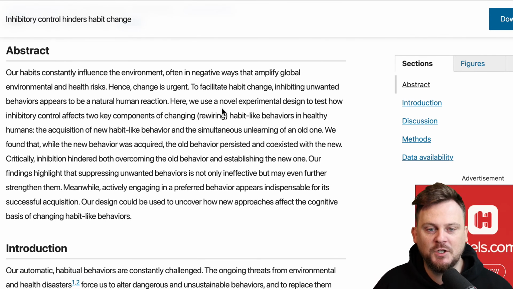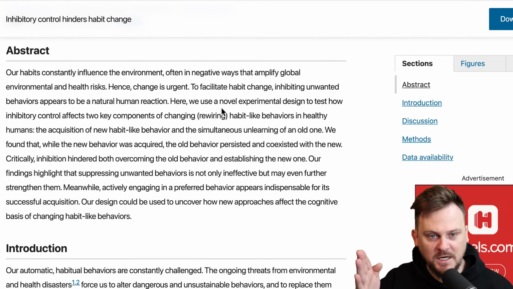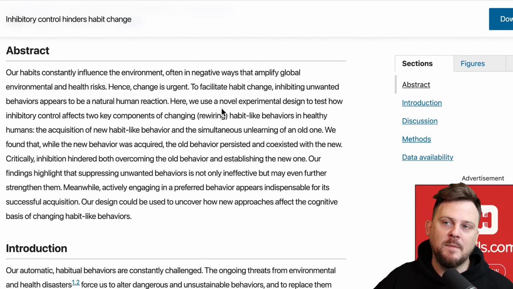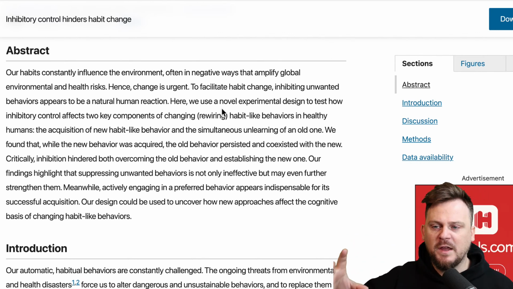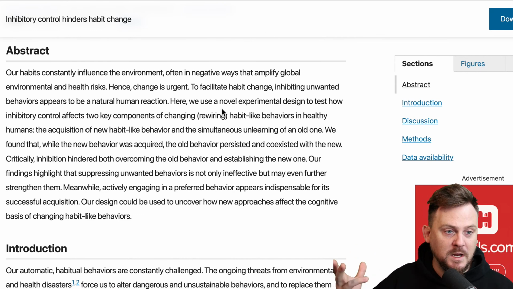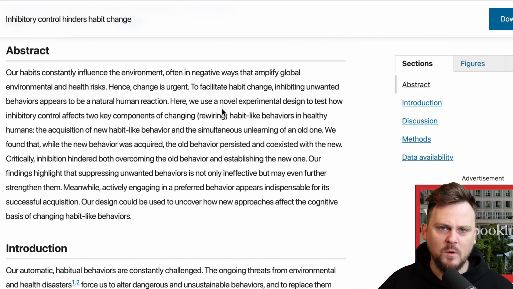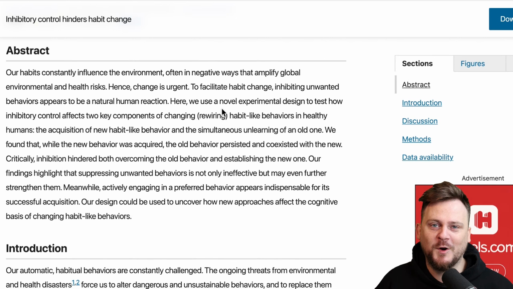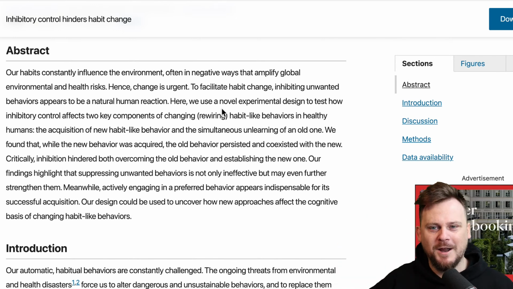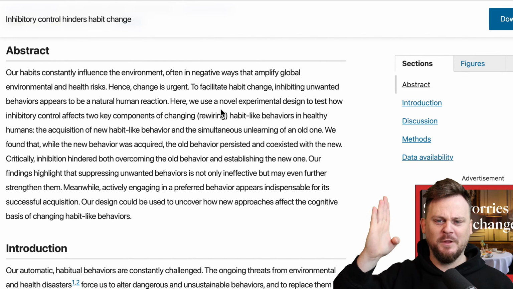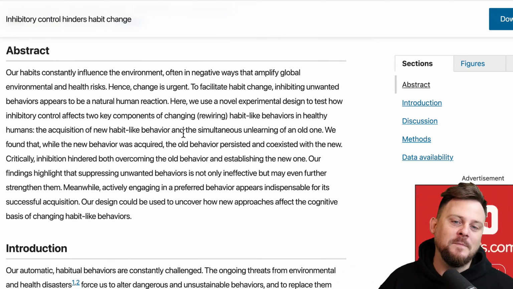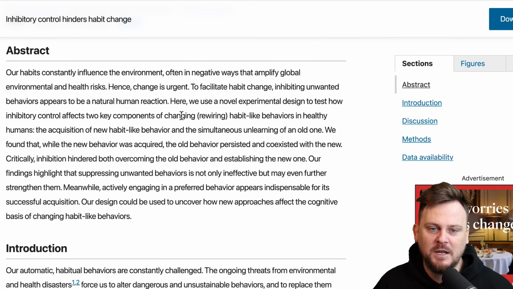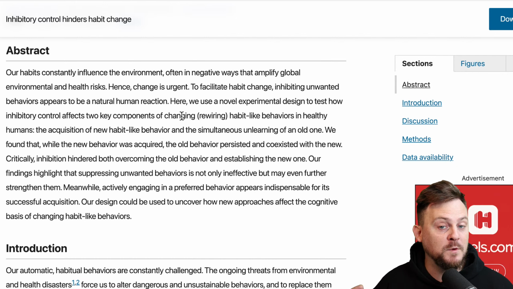To facilitate habit change, inhibiting or preventing unwanted behaviors appears to be a natural human reaction. That means normally we think if we want to stop something, we inhibit it. We say, no, I won't do that anymore. Smoking or taking drugs or throwing your trash out the window when you're driving, I don't know. We say, okay, no more. That's what inhibit means. I won't do that anymore. I'll stop. Okay? To facilitate habit change, inhibiting unwanted behaviors appears to be a natural human reaction.